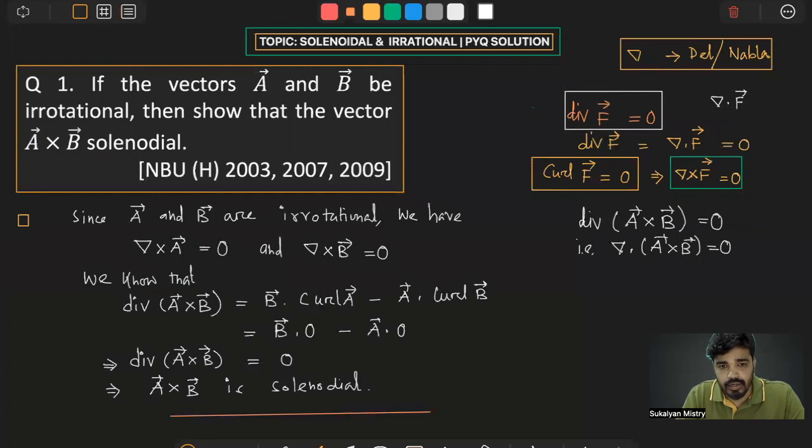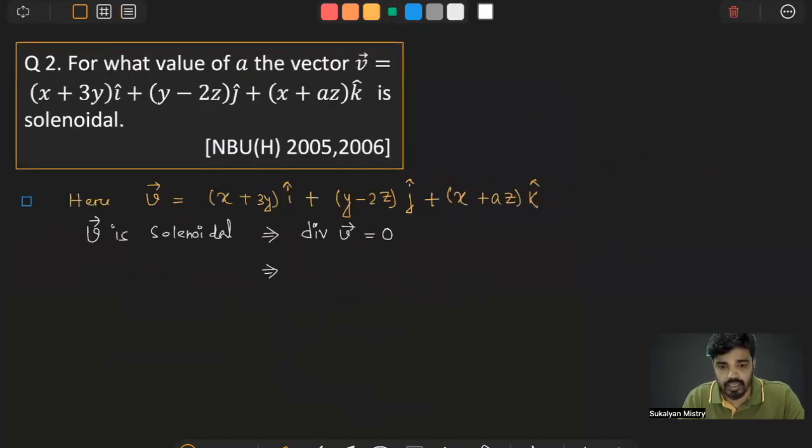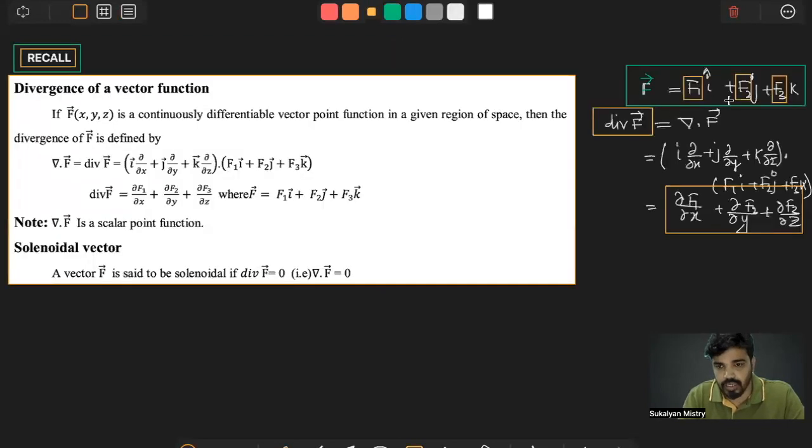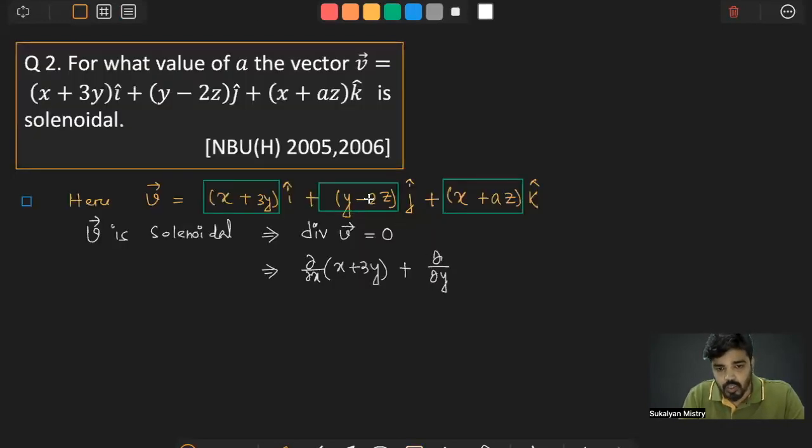So here for this problem, what is F1? This is F1. This is F2. This is F3. Okay. So divergence V is equal to 0. That means del dot V is equal to 0. So that is del F1 del x, so del x of x plus 3y, plus del F2 del y. Just consider F2 j plus F3 k. So this is F2. So what is F2? F2 is y minus 2z, plus del z of x plus az is equal to 0.